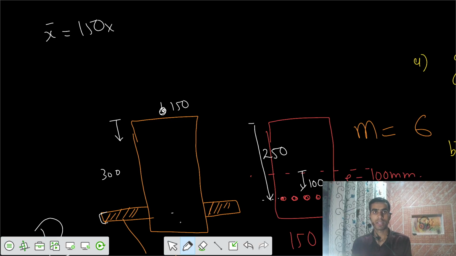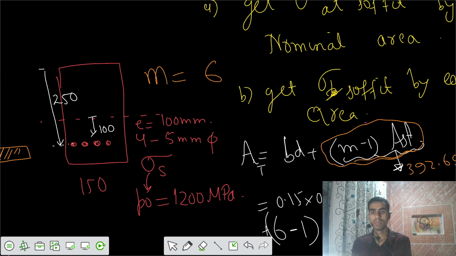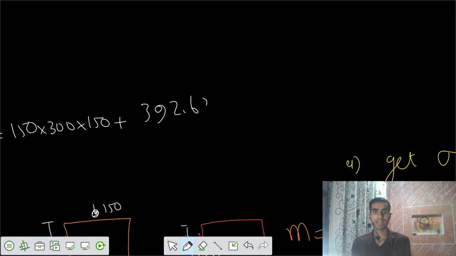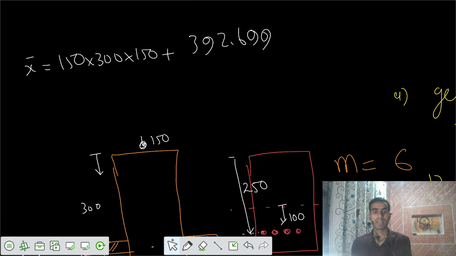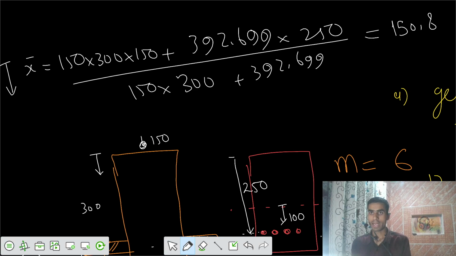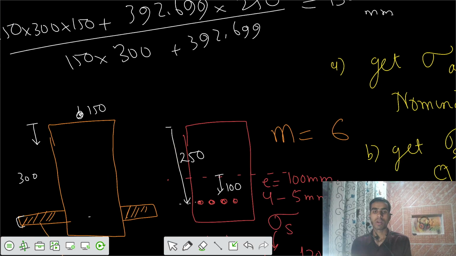I would say 150 into 300 acting at 150, plus your second area, that is (m minus 1) Ast, 392.699, acting at 250 millimeters, divided by total area, which is 150 into 300 plus 392.699. This is equal to 150.865 millimeters. So it's almost equal to 150.